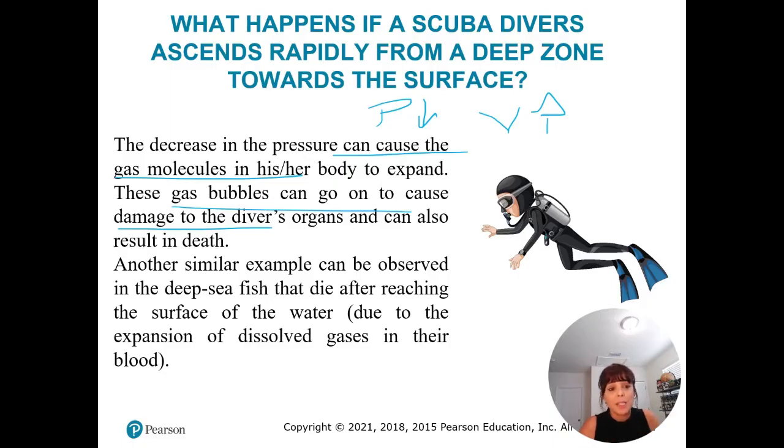He can die. Another very similar example is the deep sea fish. The deep sea fish die after reaching the surface of the water because of the pressure change, due to the expansion of dissolved gas in their blood. So this is how important it is to understand the concept of gas, okay?